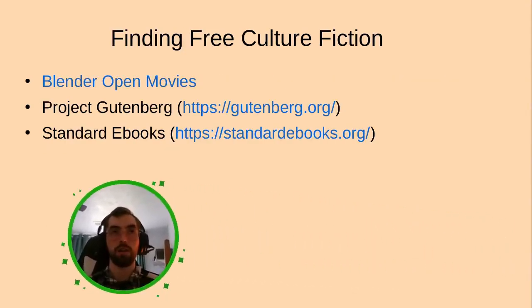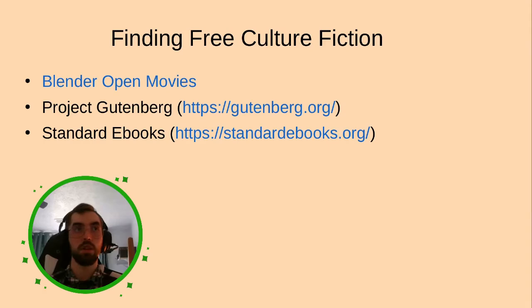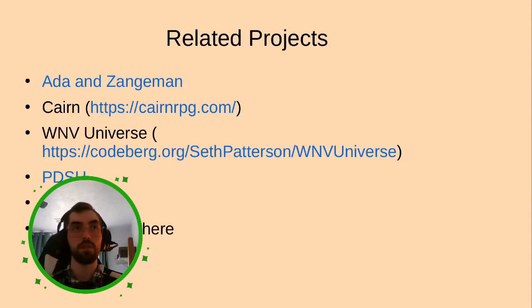So if you want to find examples of free culture fiction, Blender Open Movies, those are under free culture licenses. Project Gutenberg and Standard Ebooks both share public domain ebooks, and Standard Ebooks gives really high quality books by typography nerds who care a lot about small details, and they're really nice, beautiful books.